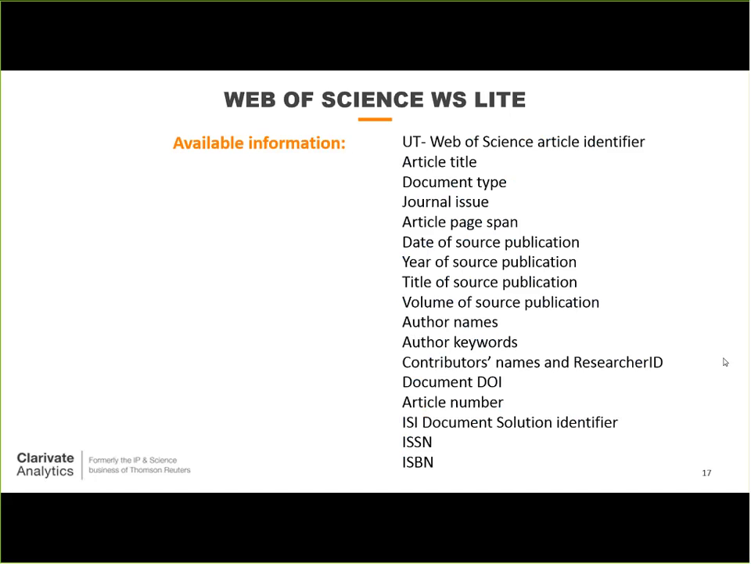So the available information coming from Web of Science Web Services Lite is the UT, the article identifier from the Web of Science, the article title, the record title, not necessarily an article, the document type, the journal issue, article page span, the date of the source publication, year, title, the volume, author names, keywords, the contributors' names and research IDs as well, the document DOI, article number, ISSN and ISBN.